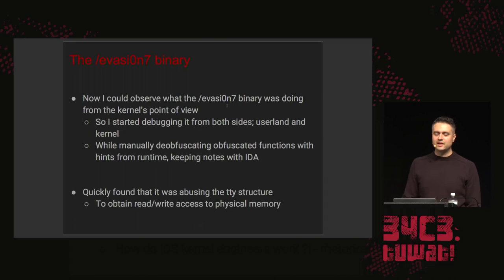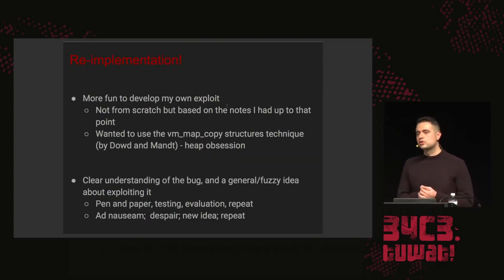I mean, that was interesting to me, but I was expecting something else. I was expecting something like what they did in iOS in the Evasion 6 jailbreak, where they did a lot of heap manipulation, and that's my interest, actually, heap exploitation. So at that point, I decided to stop reversing it and re-implement the exploit the way that I wanted to do it. Obviously, that wasn't work from scratch. It was from everything that I understood up to that point. And what I really wanted to use was the vm_map_copy structures technique by Dowd and Mandt. I'm going to explain how it works in the following slides.